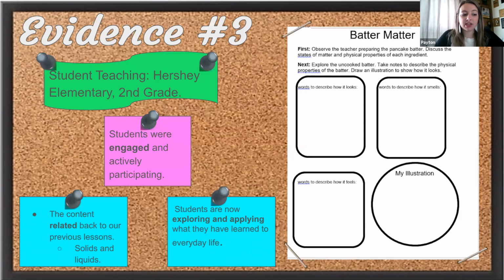As we went through each change, students recorded their observations on their worksheet. The worksheet is shown on the screen. Once we were finished, they got to eat their pancakes. Students were engaged in the lesson and actively participated by answering and asking questions. The content was very relatable to students because who doesn't love to eat? It also related back to their previous lessons about solids and liquids and whether they can mix or not mix.